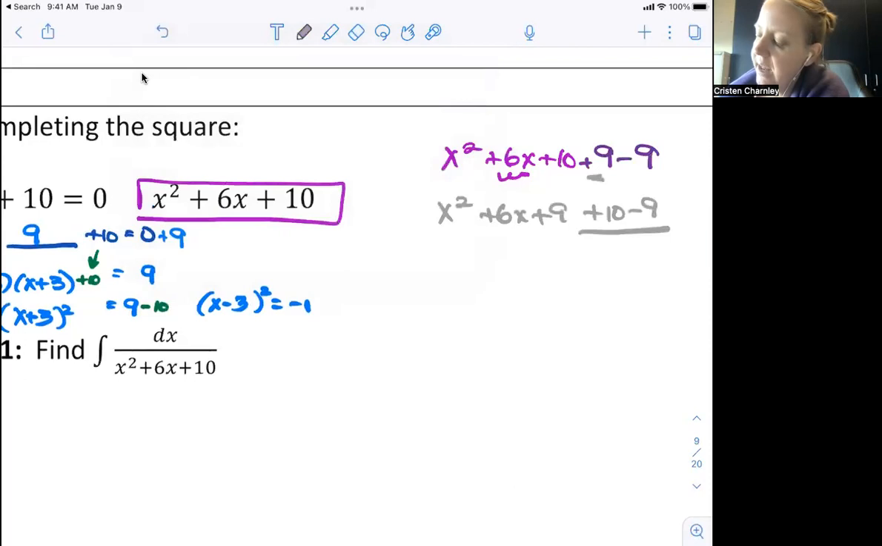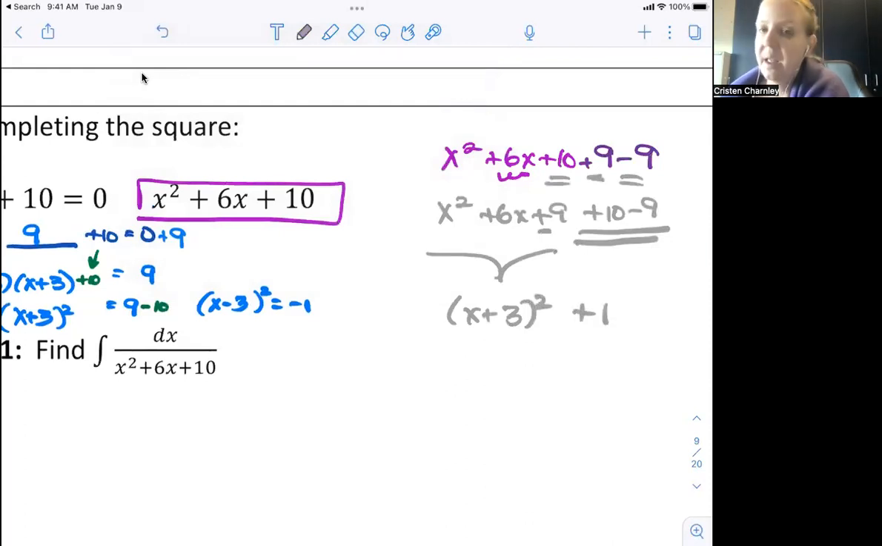So that is my double underline pieces there. So now the first part factors. I have x plus 3, a quantity squared, and then on the end a plus 1. And what's going to happen for some of these is they work out to be a nice antiderivative that we already know. I know that doesn't make sense yet, but it will.